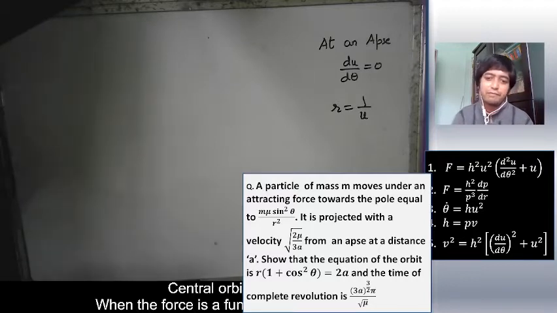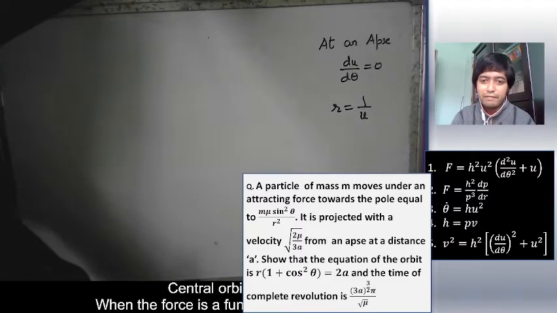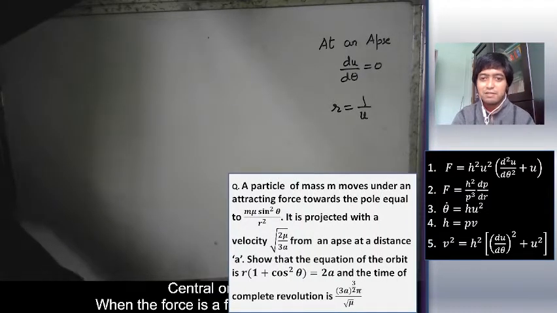First we have to find the path, and also, if you notice, there is an extra question that the time of complete revolution is given by that expression. So first let us concentrate on finding the path. Remember that in the formulas below, 1 2 3 4 5, f is actually the acceleration. So, solution.